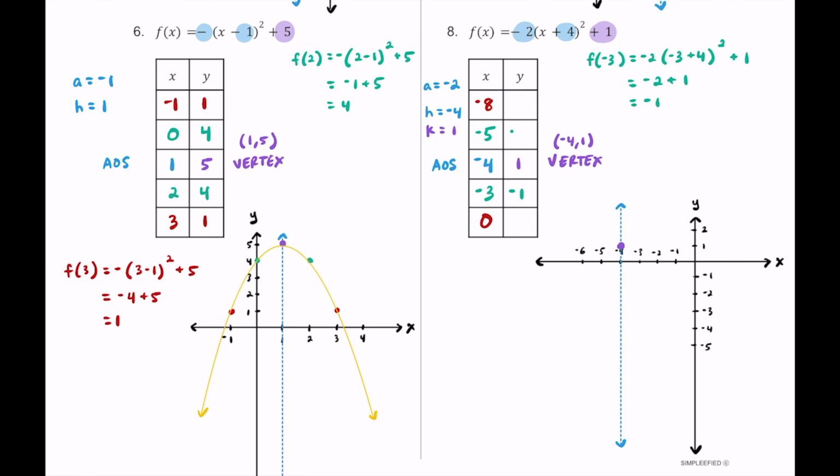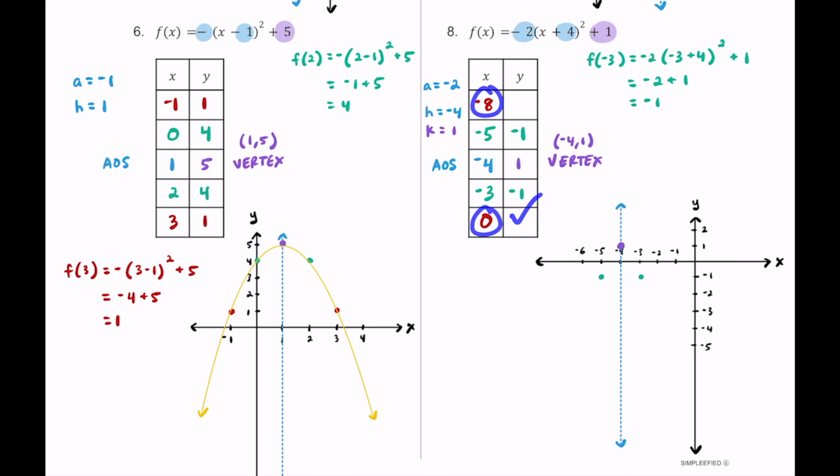So when x is -5, y is also -1. Plotting these 2 points on the graph, -5, -1 is going to be somewhere right about here, and -3, -1 is going to be right about here. Okay. Now what about when x is 0 or -8?